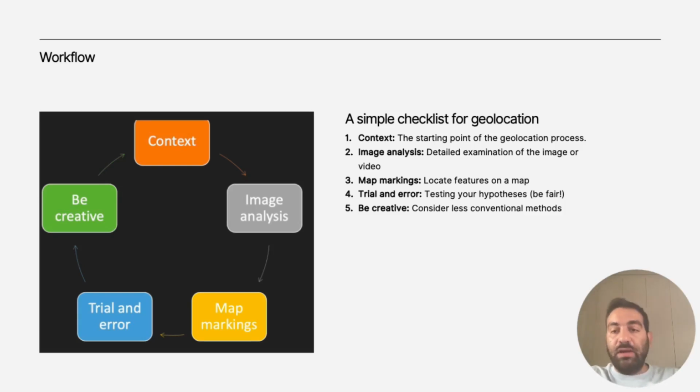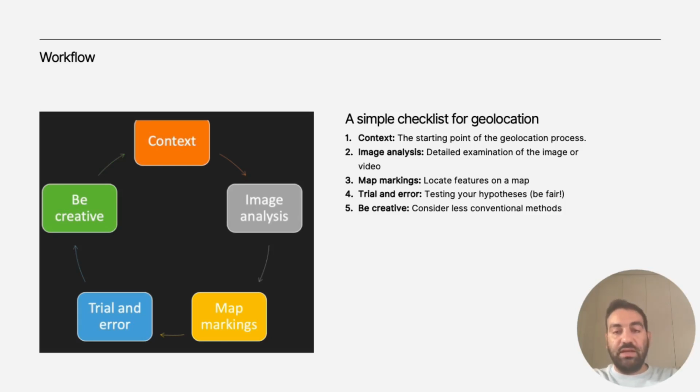Then we are moving to the image analysis stage. This step requires a detailed examination of the image or video to extract identifiable features that can be geographically referenced. This includes analyzing landmarks, infrastructure, vehicle types, vegetation, topography, and other distinctive features. Tools include Google Earth, reverse image search engines, and specialized software like forensic image analyzers that can be used to enhance the analysis and match features with known locations.